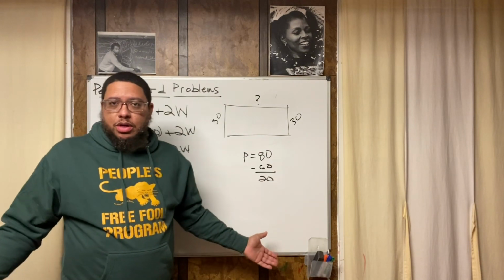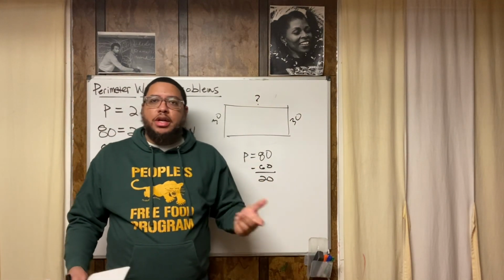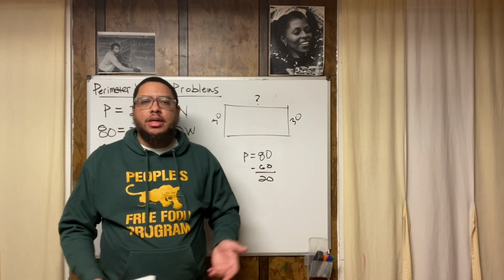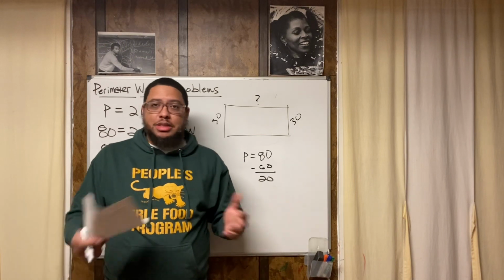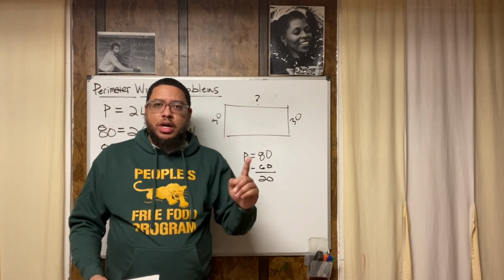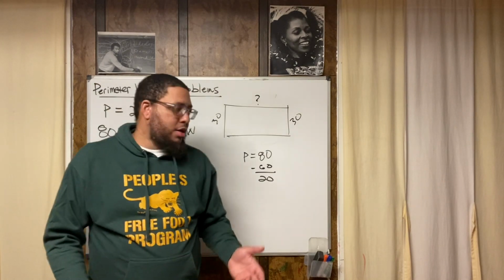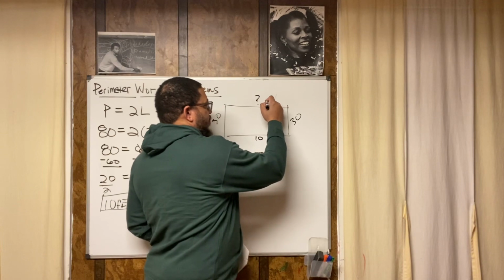So if these two must add up to 20 and they have to be the same, then you ask yourself, what does this dimension have to be? There's only one number that can be multiplied or added to itself to get 20. 10. 10 plus 10 is 20, right? A lot of numbers can add up to 20, but there's only one number that can be added to itself to equal 20. That's the number 10. So that means that this would have to be 10 and this would have to be 10.